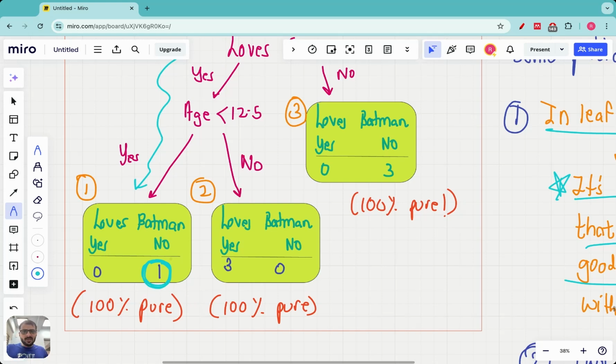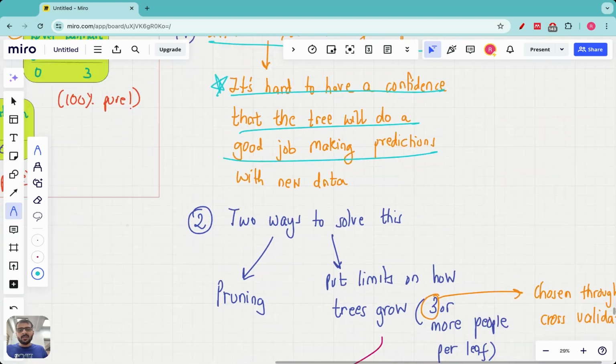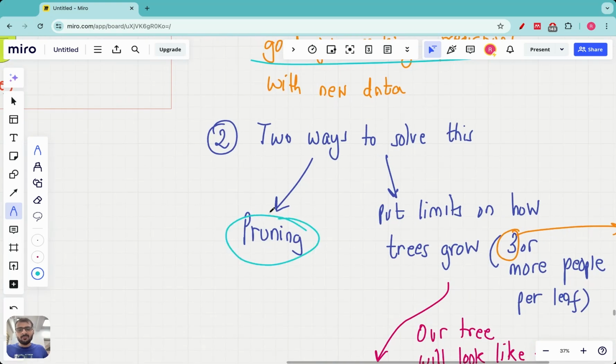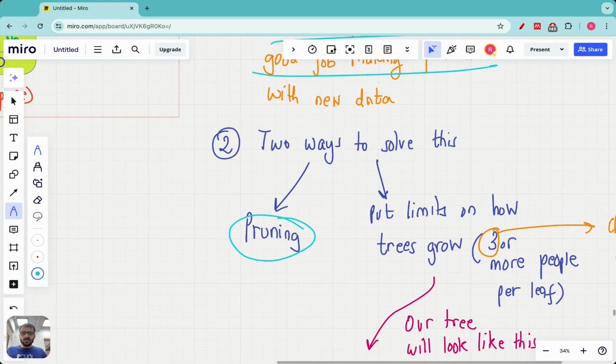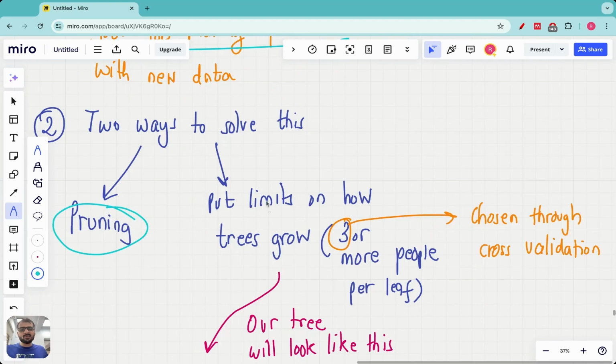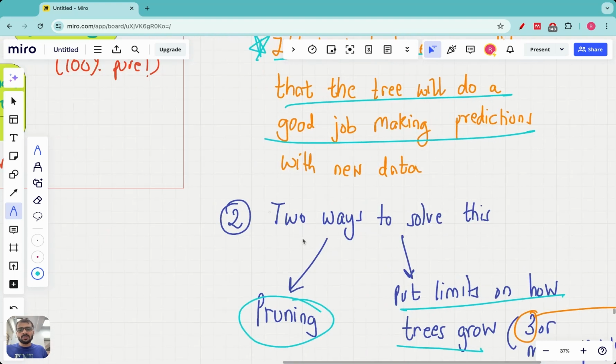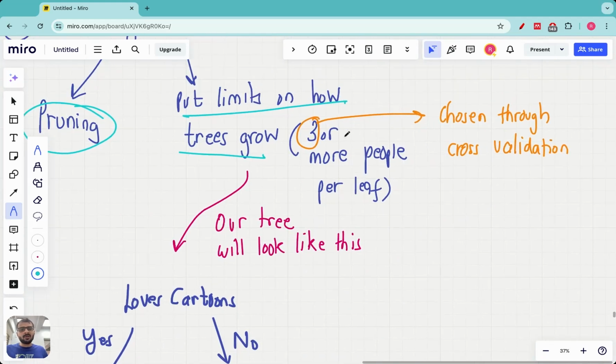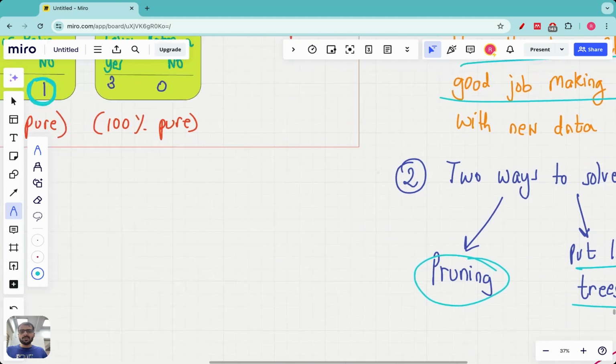So although we have achieved 100% accuracy on the training data, whether it does well on a new person or not is questionable, because there are very few people in this leaf. And there are two ways to solve this problem. The first way is called pruning, and we'll look at this in detail when we look at the Python coding part. The second way is to put limits on how the trees grow. So, for example, we can put a limit that there have to be three or more people per leaf.